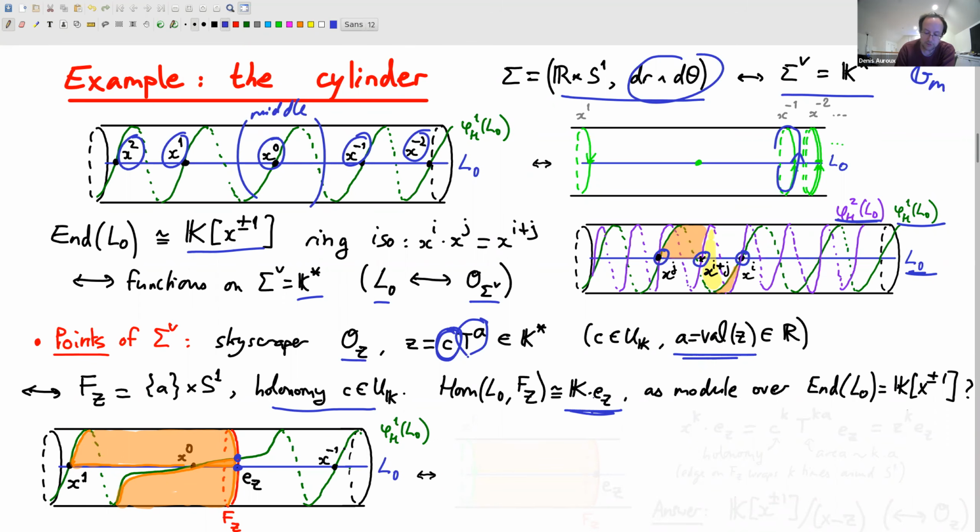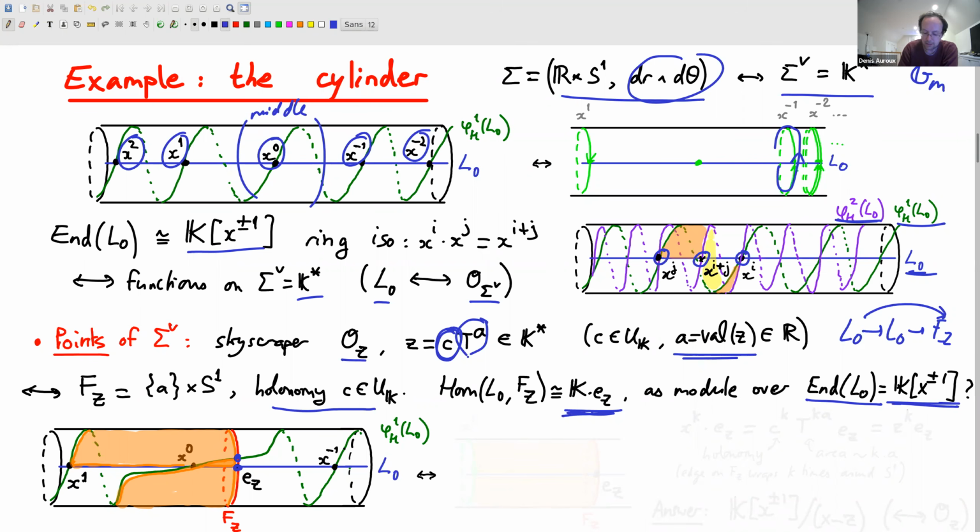Now, what's interesting about this one-dimensional vector space is it's not just a vector space. It's a module over the endomorphisms of L0, because I can compose morphisms from L0 to L0 to F_z and ask, what is this composition? And so that means what I have is not just a one-dimensional vector space, but a module over Laurent polynomials. So I need to know, how does multiplication by x or by x inverse or by any power of x act on this one-dimensional vector space?